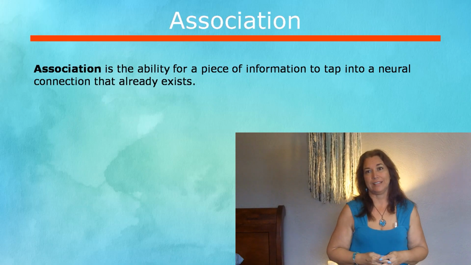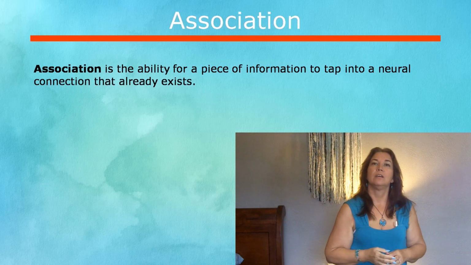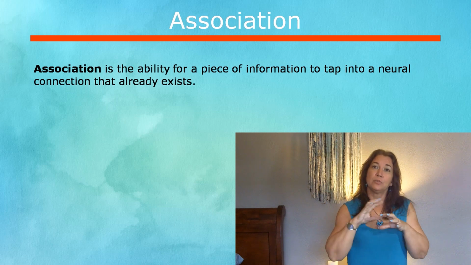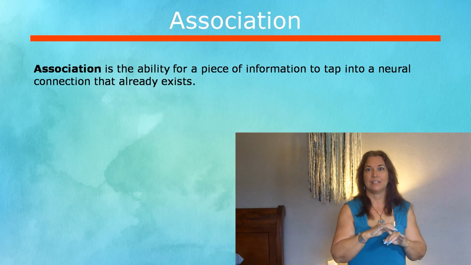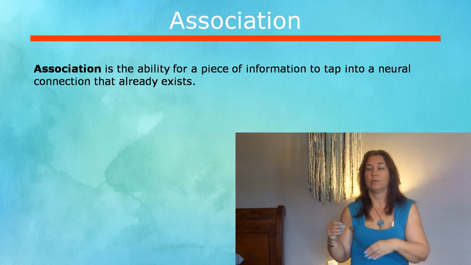Last but certainly not least is the third key to remarkable memory, association. Association is the ability for a piece of information to tap into a neural connection that already exists. It's the equivalent of having a file folder for the new learning to go into.